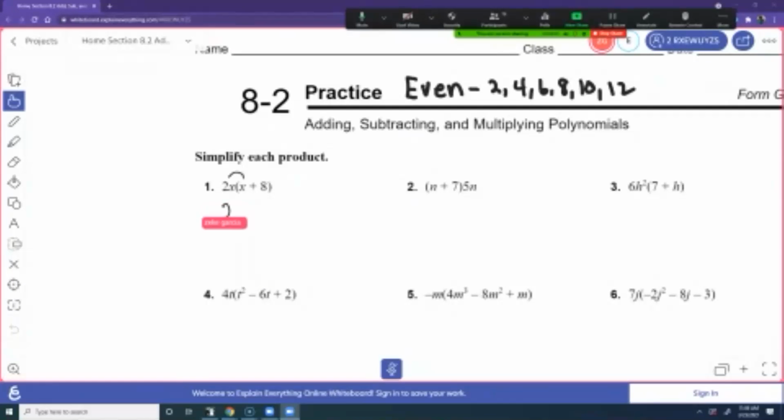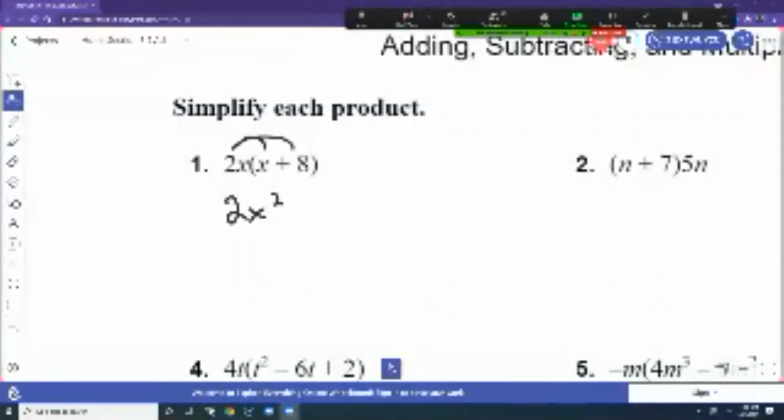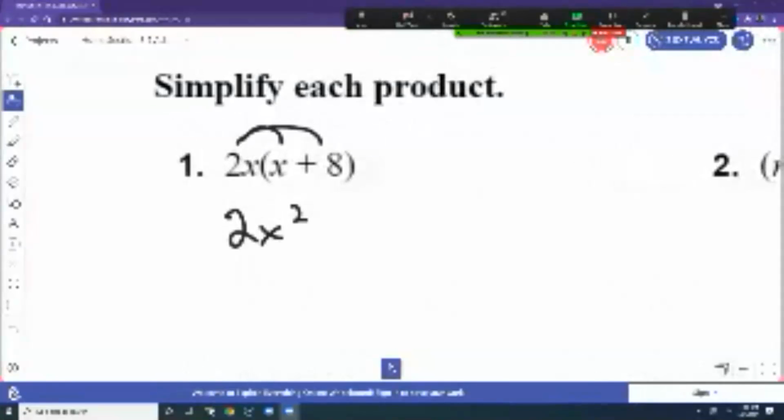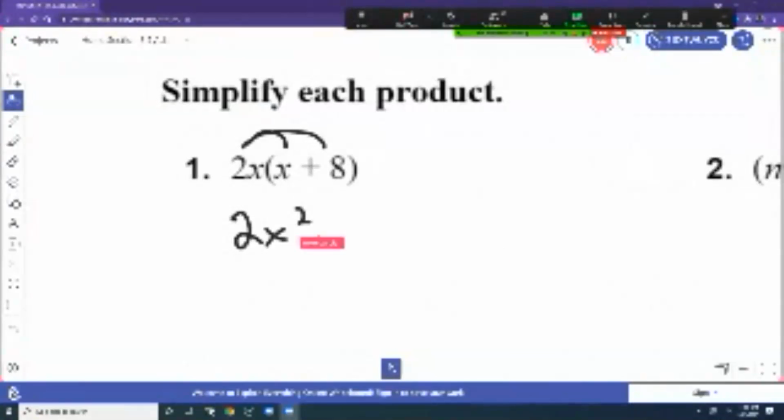So you have 2x squared, 2x times 8. What's 2x times 8? I'll make it bigger too. What's 2x times 8? That's right. 16x.